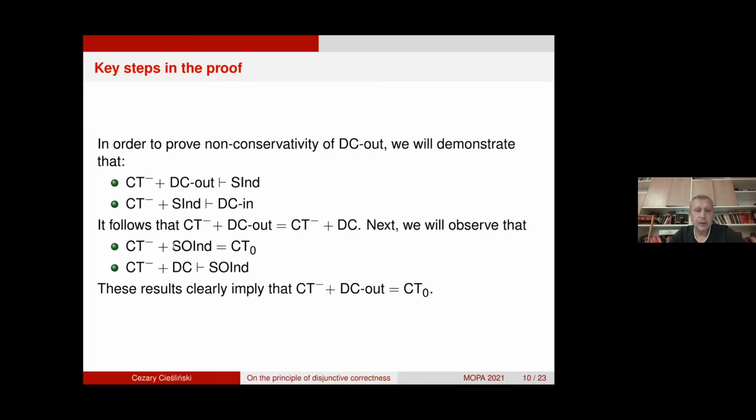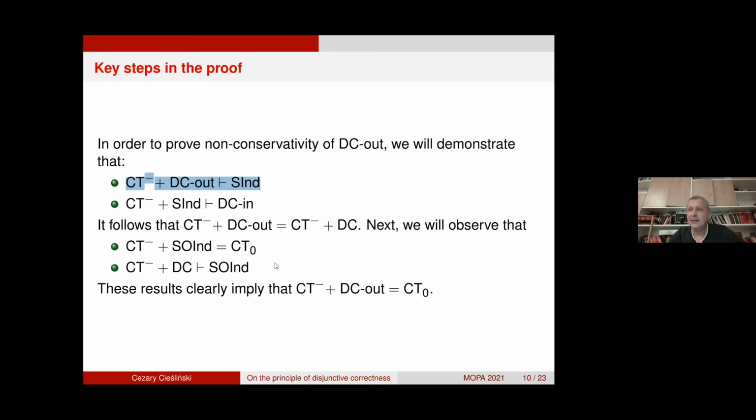Then, in the next step, there will be an observation that sequential order induction is simply delta zero induction. And finally, we will have the observation that adding full DC, full disjunctive correctness, gives us sequential order induction. So if we put this together, it follows that DC out and CT0 are the same. I will show this step by step, but let me emphasize that the crucial part is here. So we'll really start from the crucial part.